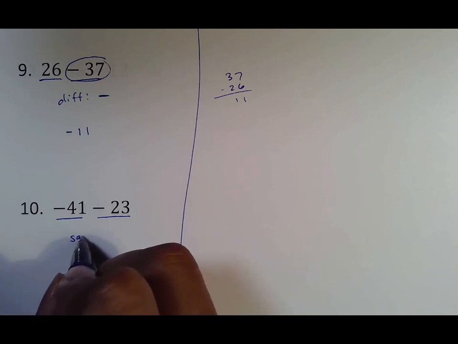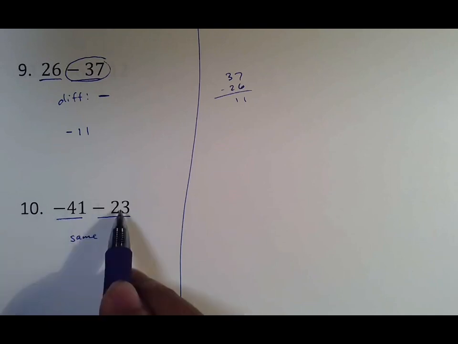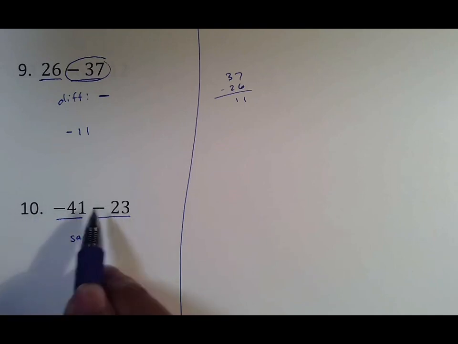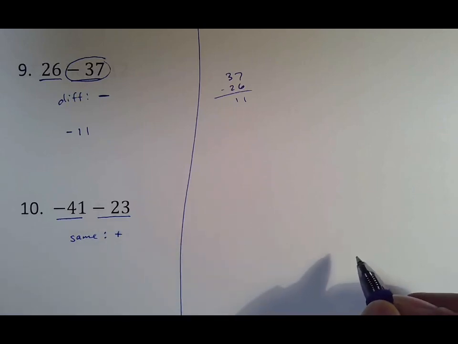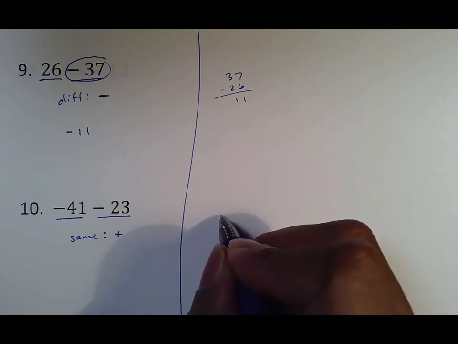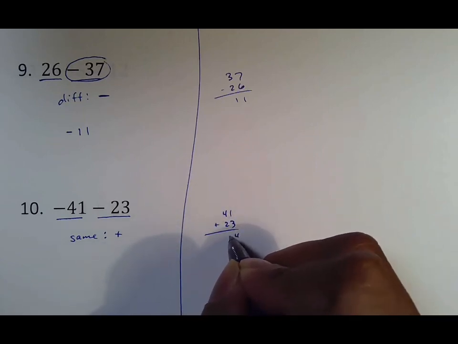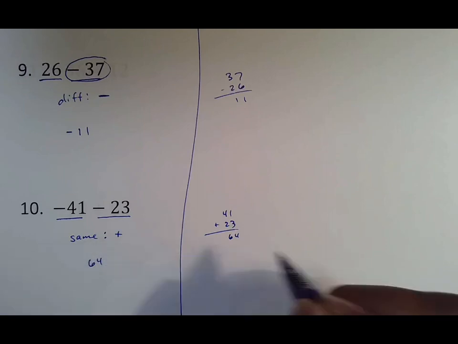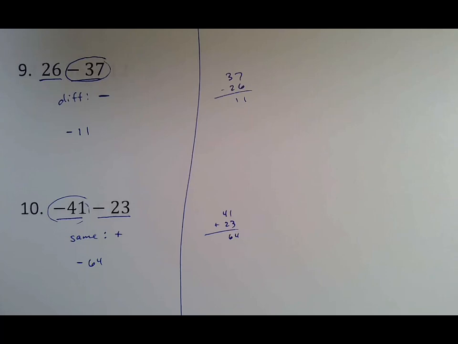These two signs are the same because they're both negative. They both agree, so they hang out. They like each other, so they stay, which means that we are going to add those two numbers. You have 41 negatives and 23 negatives working together. So again, 41, again, don't write this, plus 23, which is 64. Our bigger number is negative, so our answer will be negative.